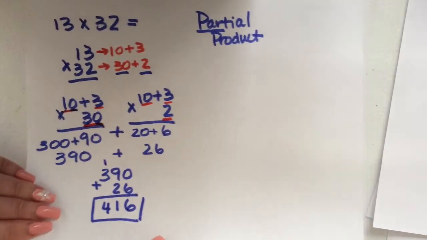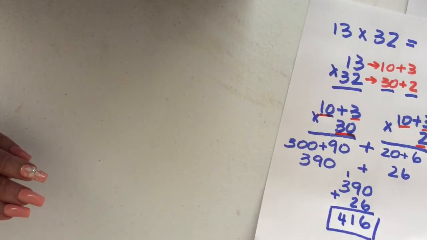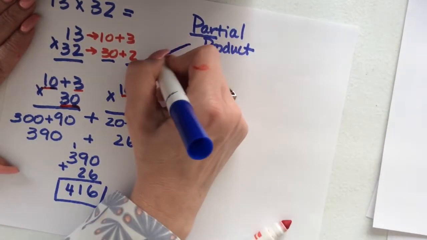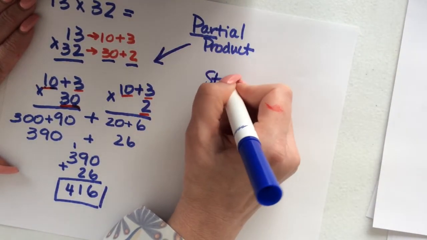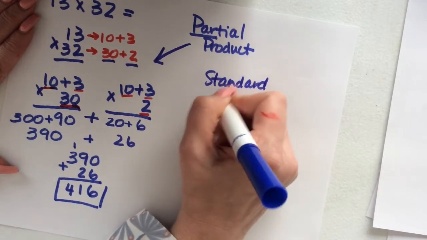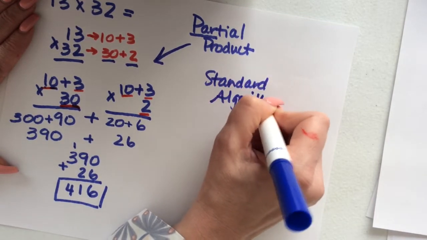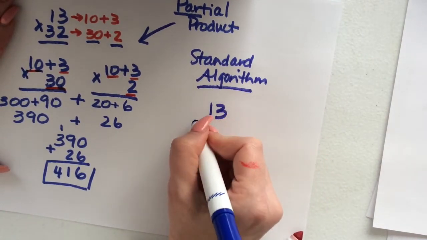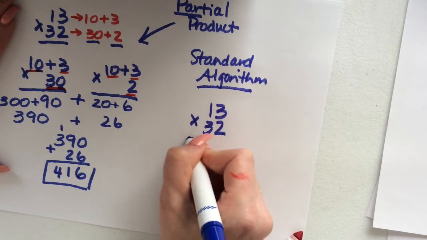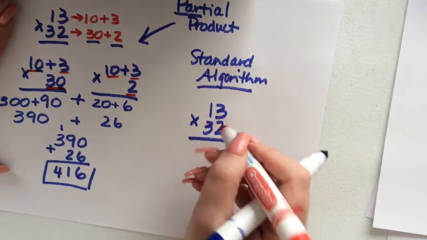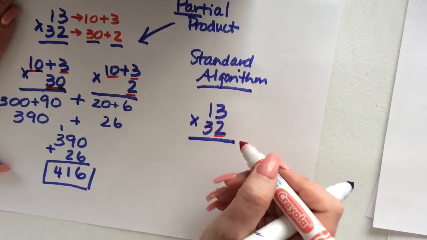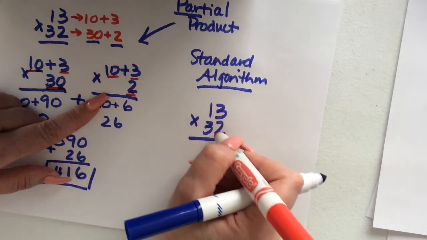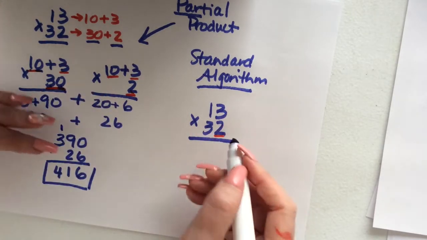Now, let's see if we get the same result when we do our standard algorithm. This was our partial product. Now we're going to do our standard algorithm. Standard algorithm is 13 times 32. The very first thing I'm going to do is multiply all of my ones, kind of like how I did here. I multiplied my ones times each part. I'm going to multiply my ones by each part here.